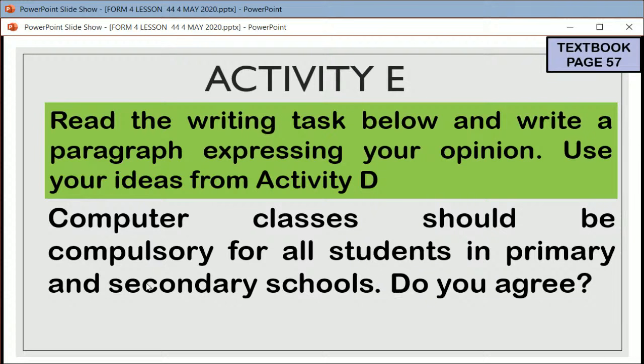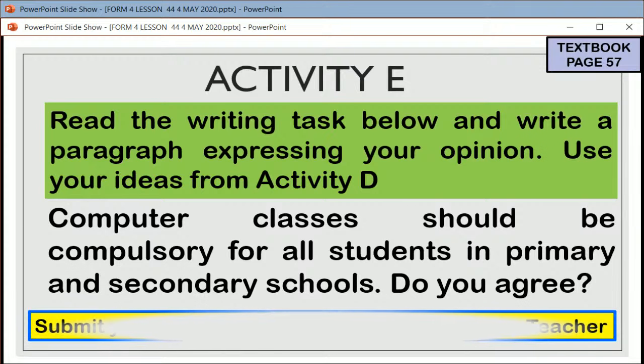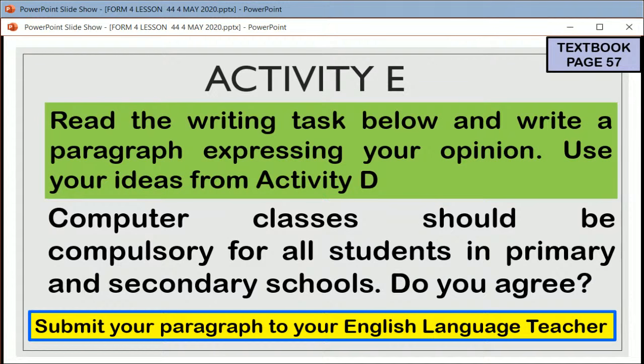This is the writing task. Computer classes should be compulsory for all students in primary and secondary schools. Do you agree? The keywords here would be computer classes, compulsory, students, primary, secondary schools. Do you agree? So you can agree, you can disagree. Li Hong, don't tell me you want to be in the middle. Choose a side. Then write your paragraph.